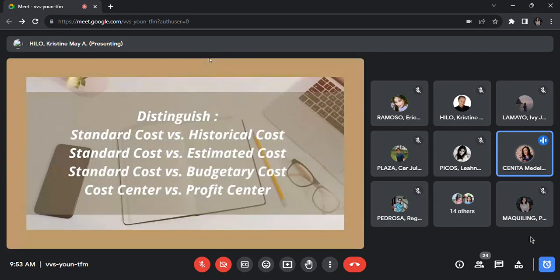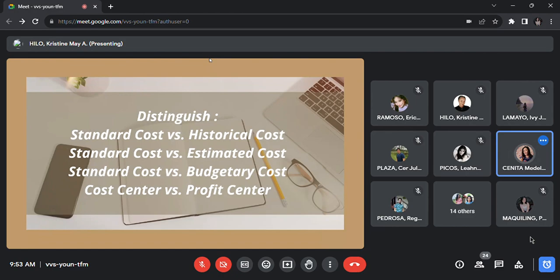Distinguish standard cost versus historical cost. Standard costs are estimates that are made upfront for materials, labor, and overhead needed to produce goods or services. Historical costs can be obtained after production because they present what actually occurred during the manufacturing process.